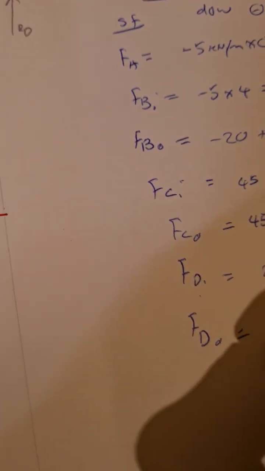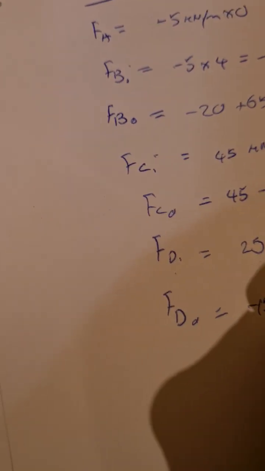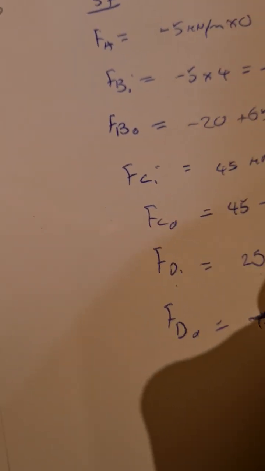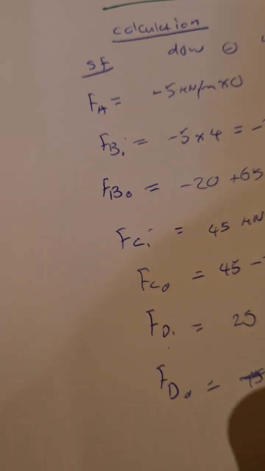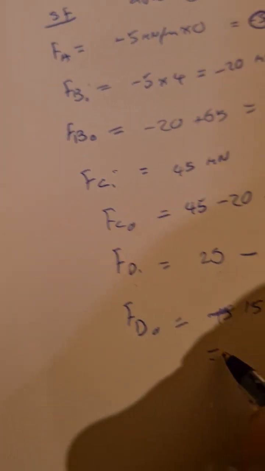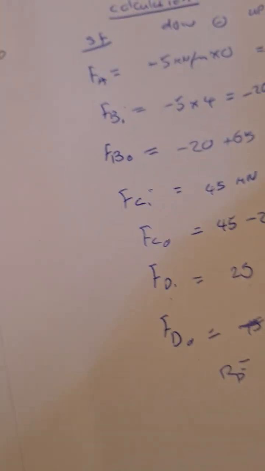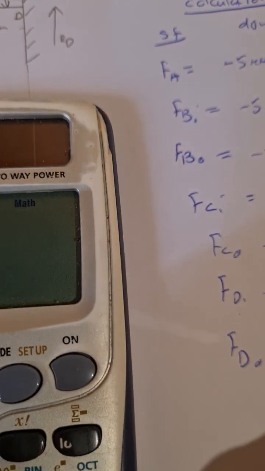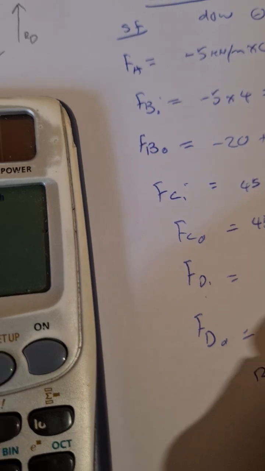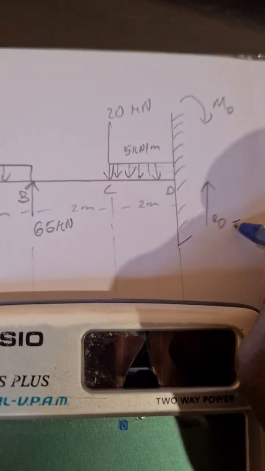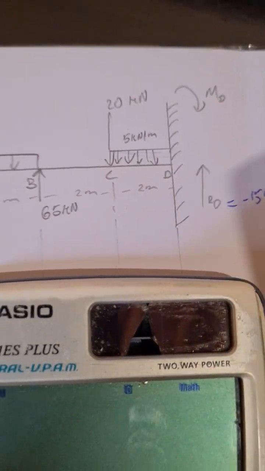Then forces at D. So already we have 15 before, and then we need to minus this reaction at D. You cut to 0. So the reaction at D is minus 15 kilonewton. So this reaction is minus 15 kilonewton. Then we are done. Now we draw.